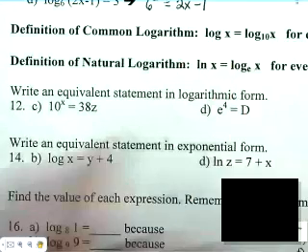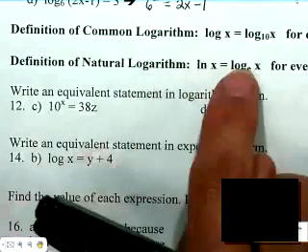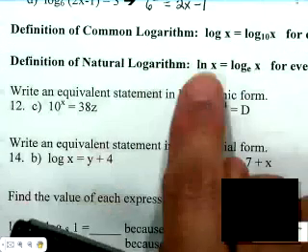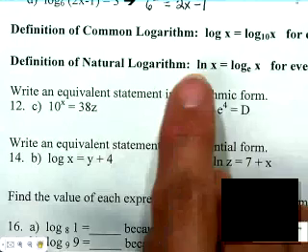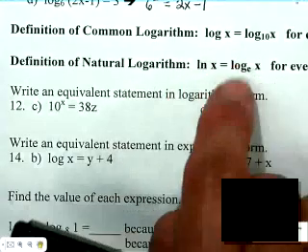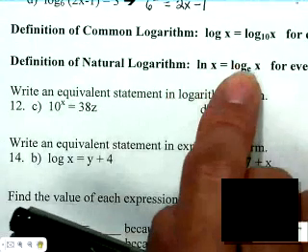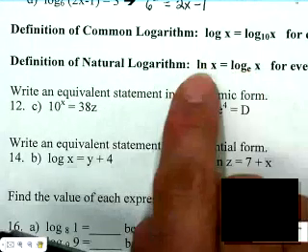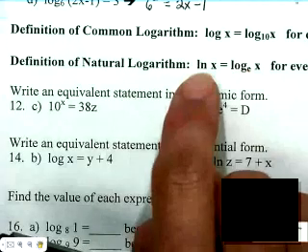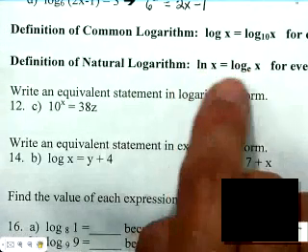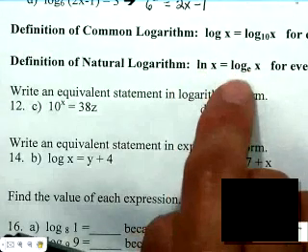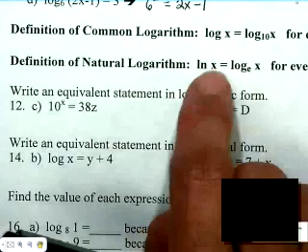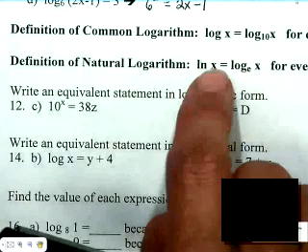Similarly, natural log of x is an abbreviation for log base e of x. And when you see that e again, you think, no big deal, it's about 2.7. But log base e of x is called the natural log, and it's abbreviated ln of x.